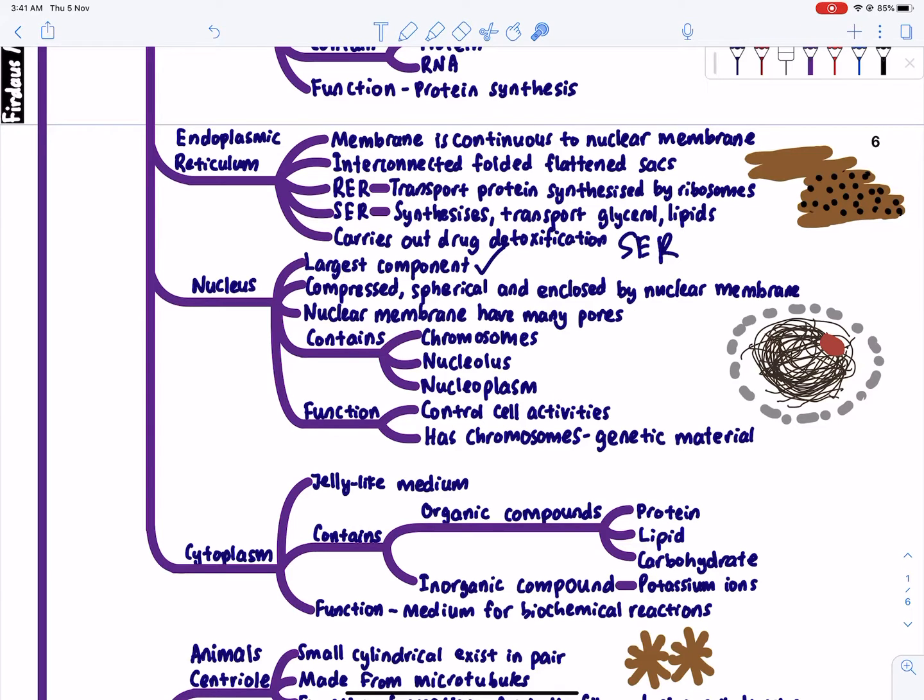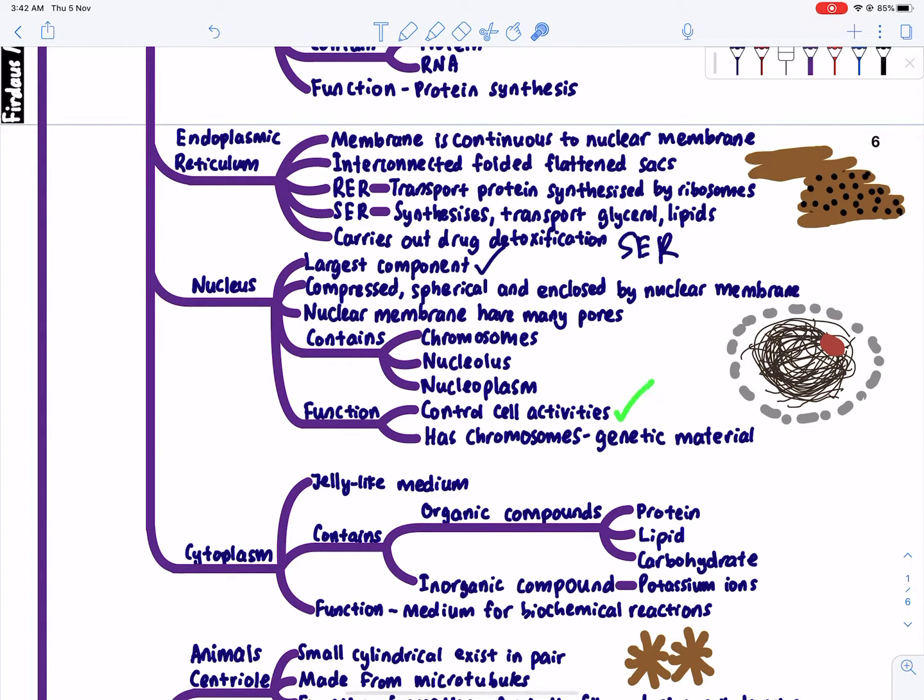Nuclear pore. Okay, the nucleus contains the chromosome, the black one. If you can see the black one, they are contained in the nucleus. If I'm not wrong, the one that I colored green there is the nucleus, and the space inside the nucleus we call the nucleoplasm. It's similar to the cytoplasm, but inside the nucleus we call it the nucleoplasm.